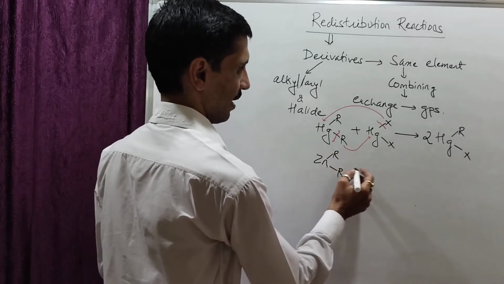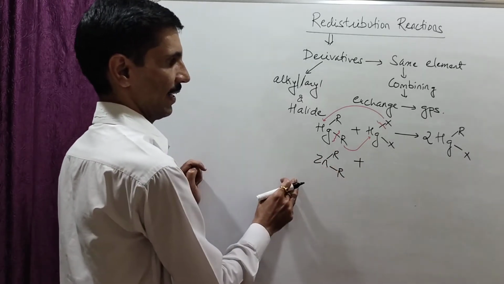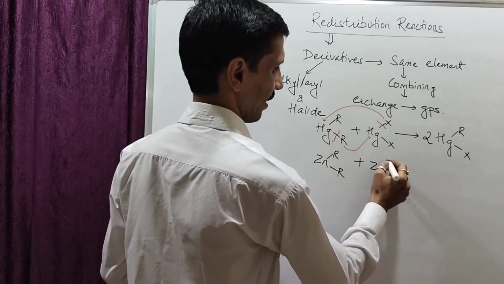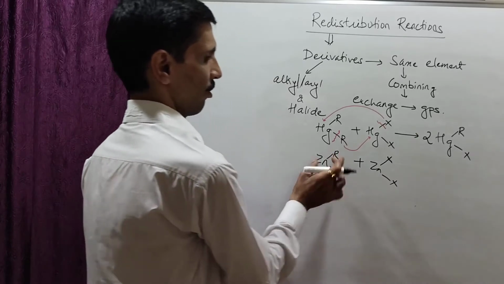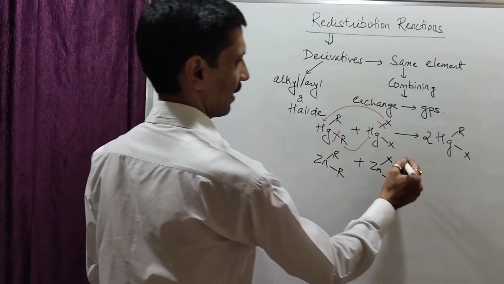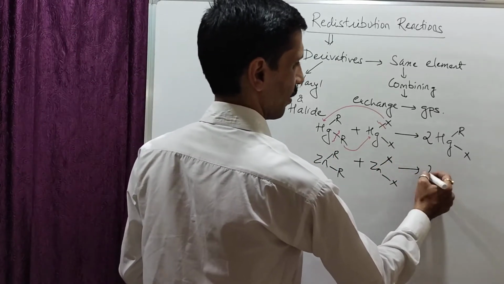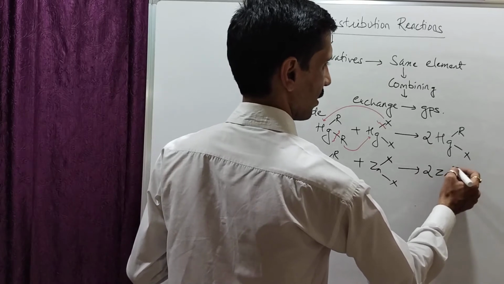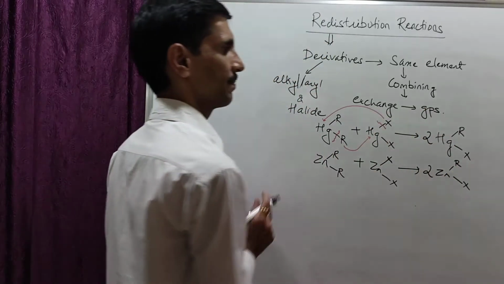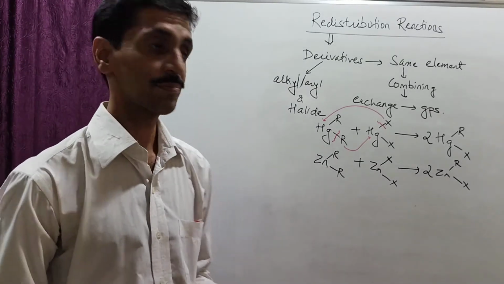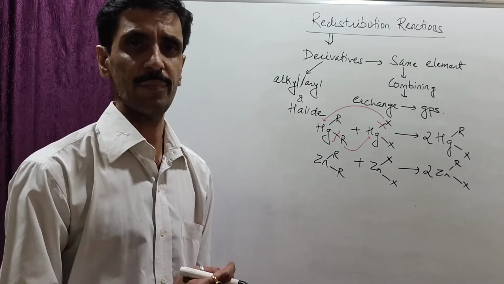Same way, I'm also going to talk about Zn, zinc, with the alkyl or the aryl derivative, and zinc with the halogen, that is a halide derivative. So alkyl or aryl derivative and the halide derivative, same reaction. So we will be getting two molecules of ZnRX. Right? So these are some simple examples.